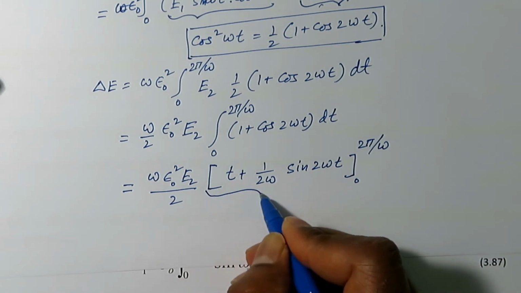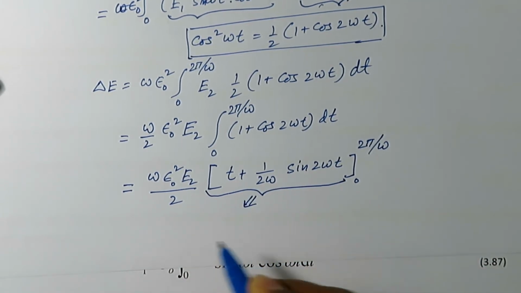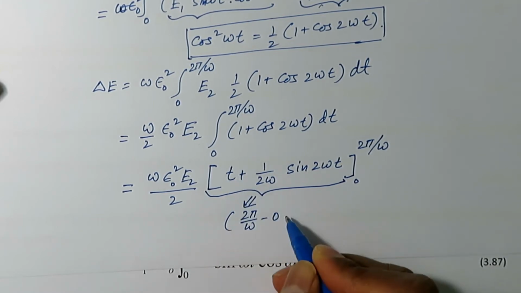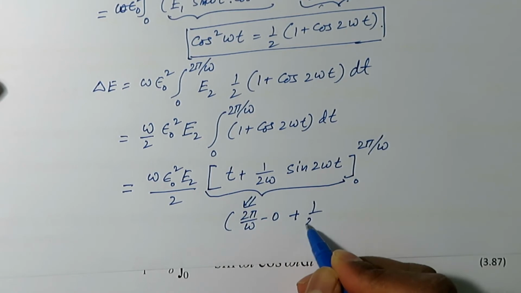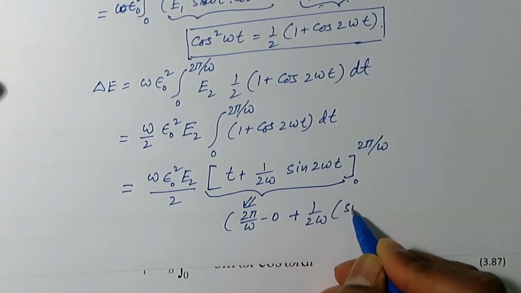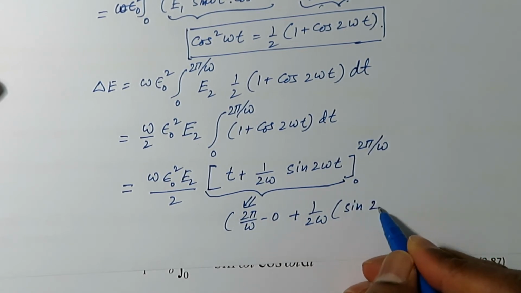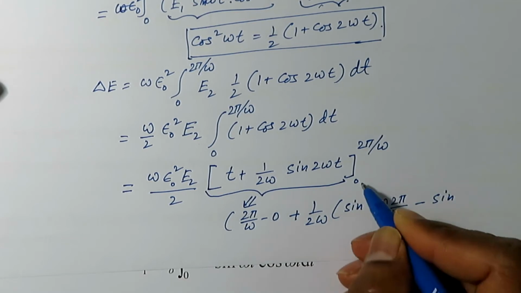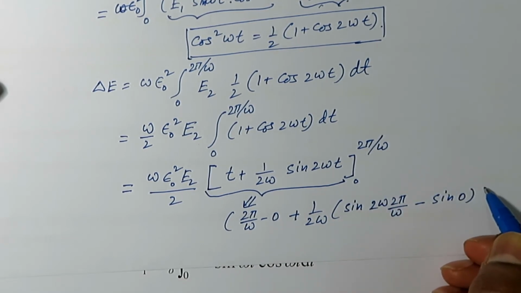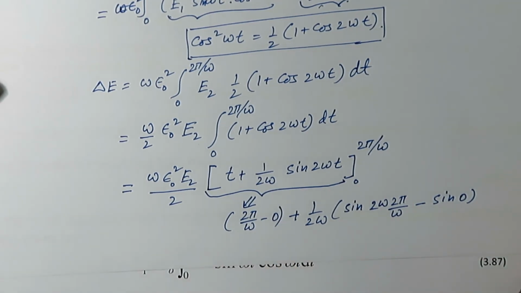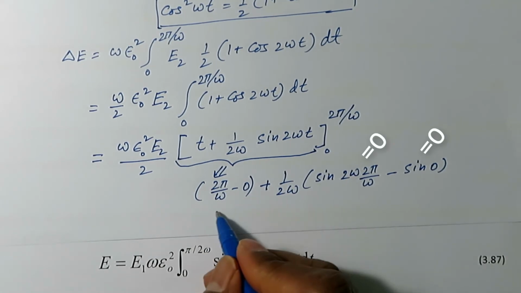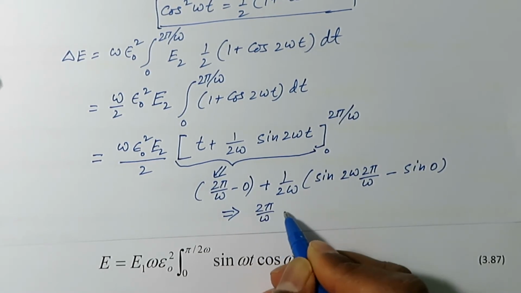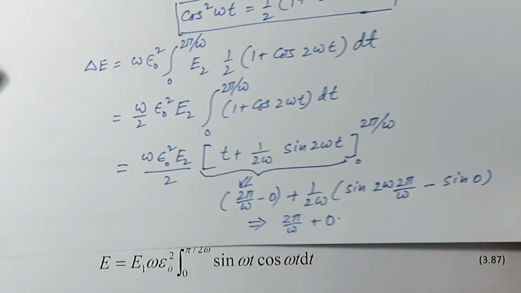Now if we substitute the limits to this, then we can get 2 pi over omega minus 0 for t plus 1 over 2 omega sine 2 omega t, and t will be 2 pi over omega minus sine of 0. So this becomes 2 pi over omega plus 0.